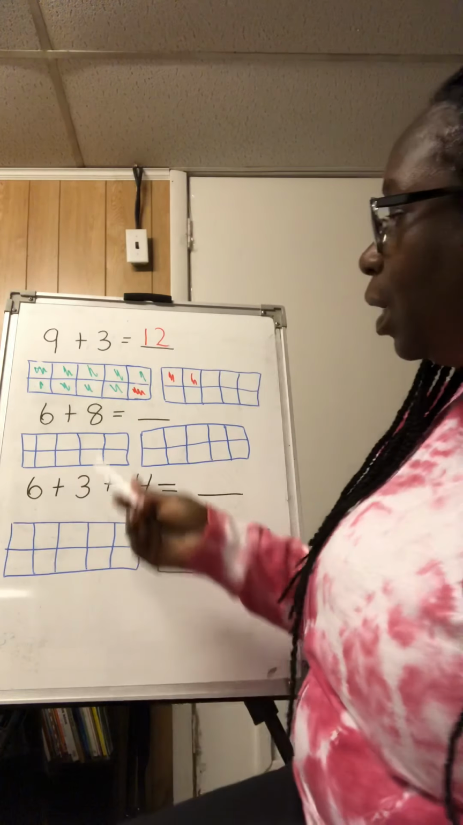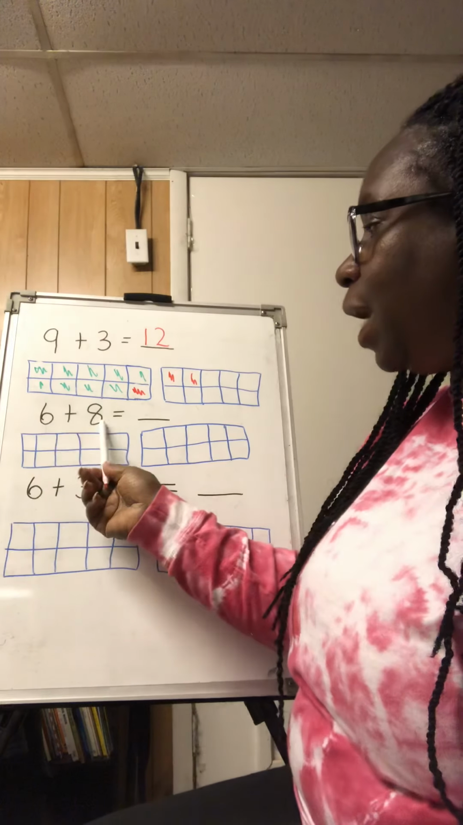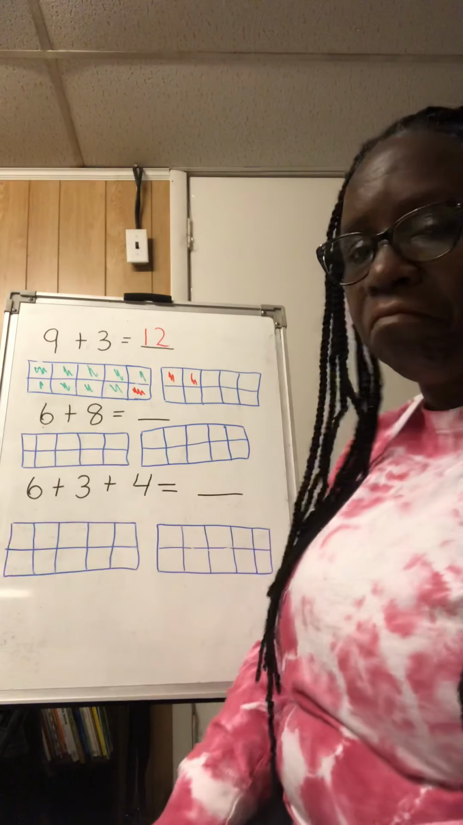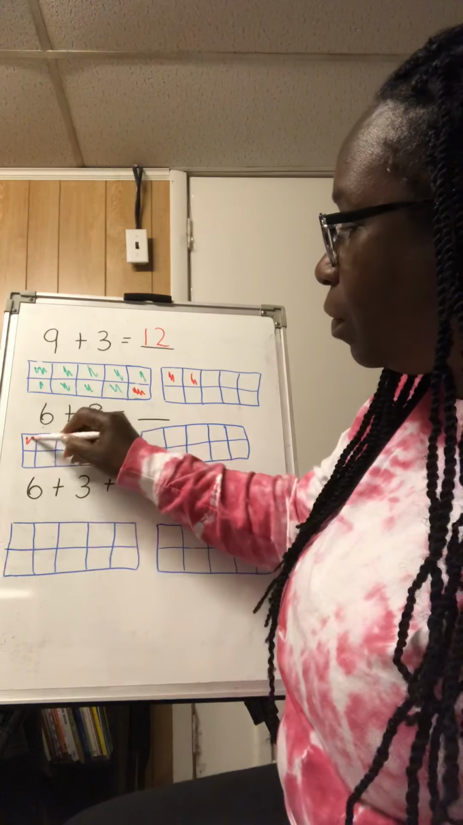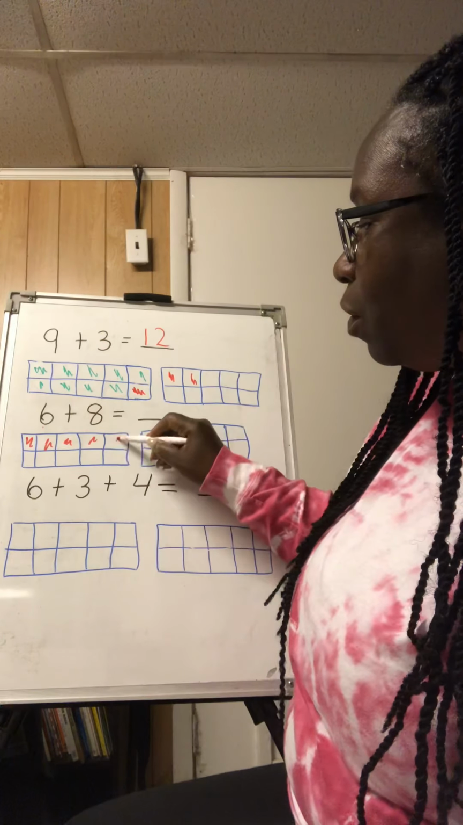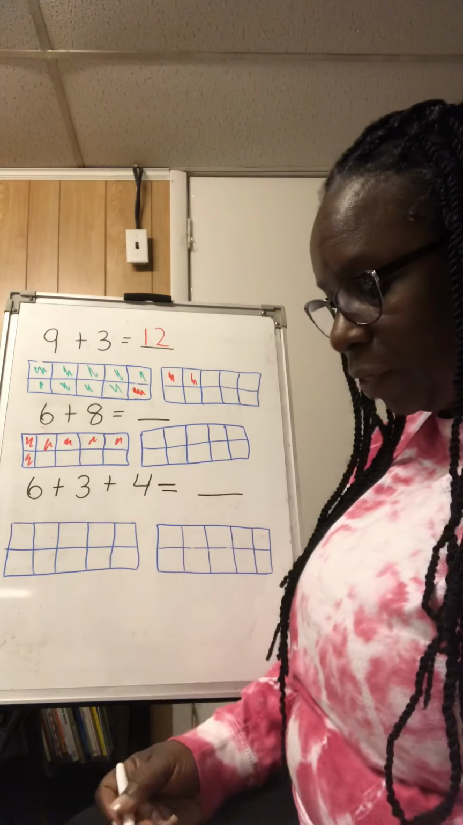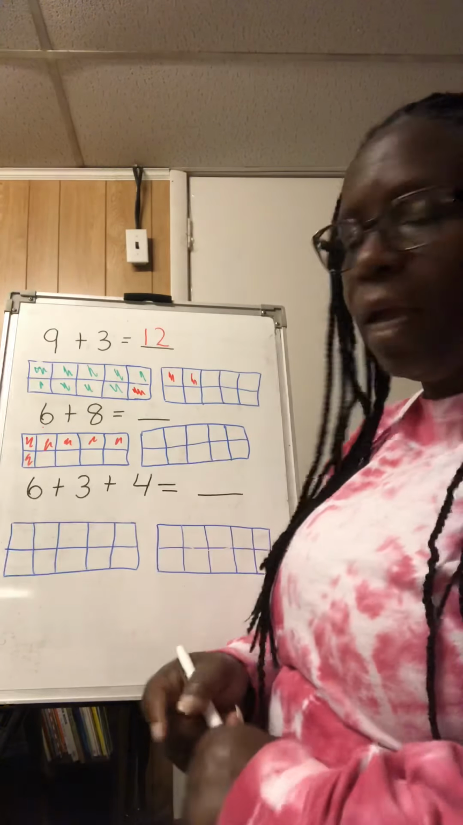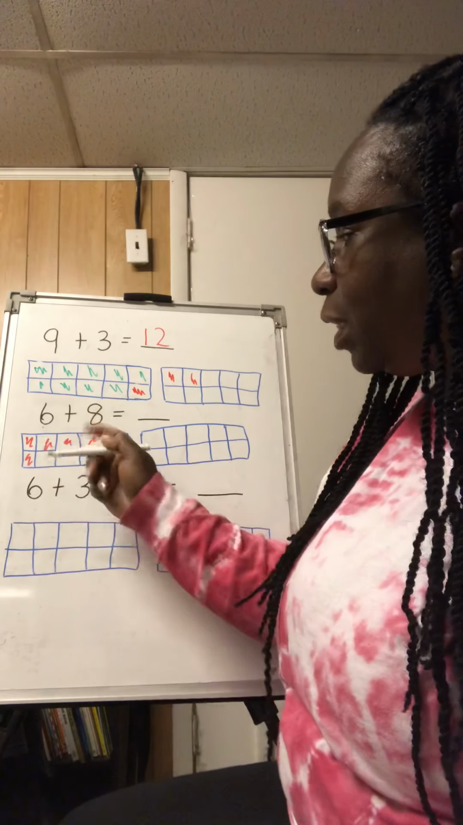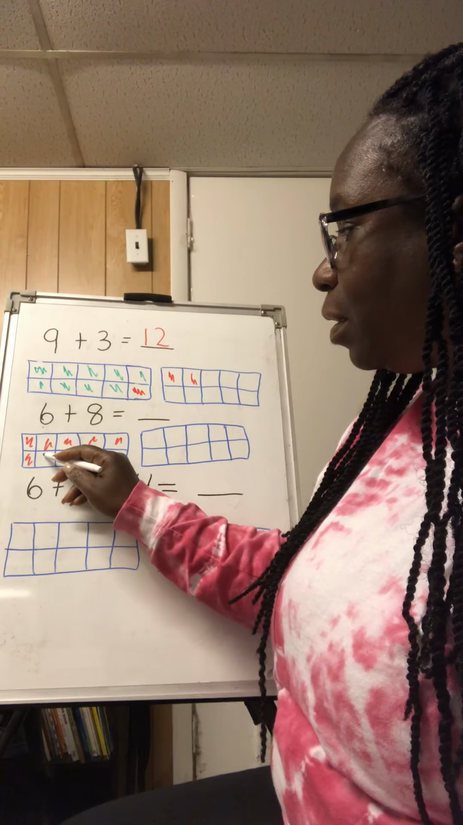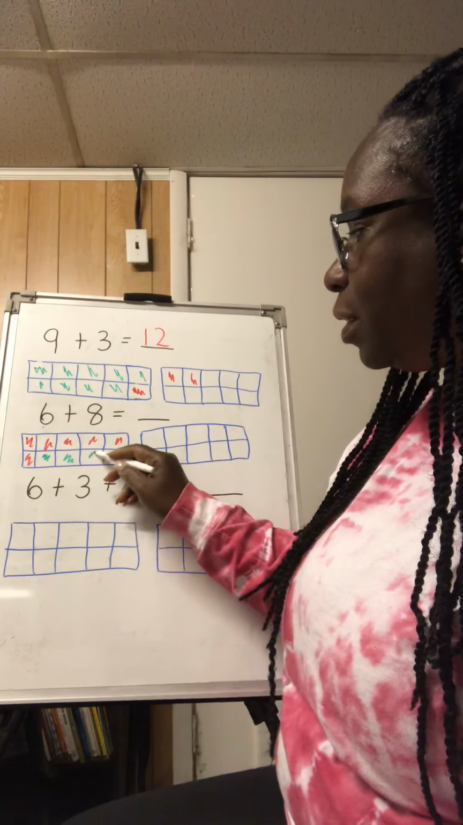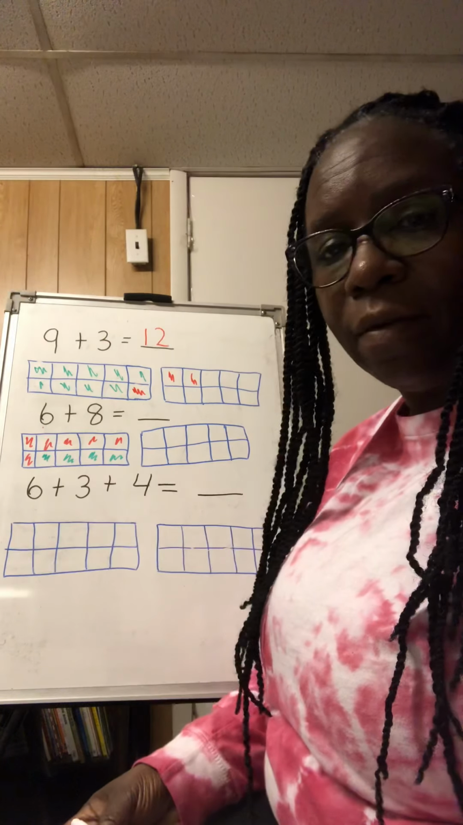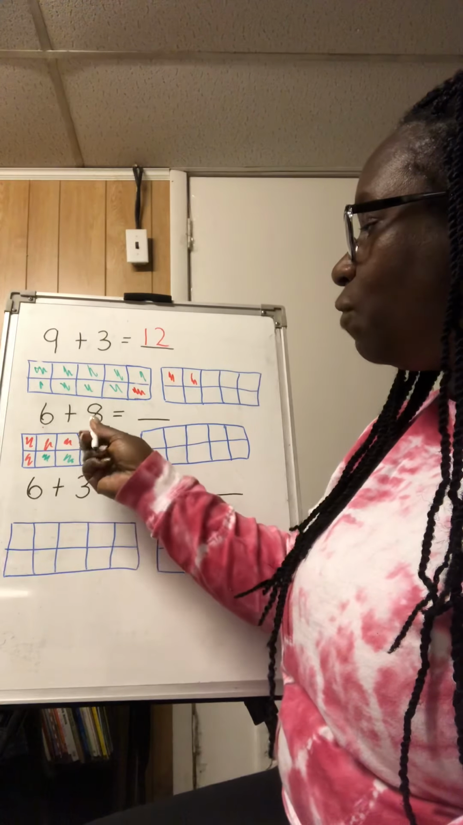Okay. On our next one, we have 6 plus 8 equals blank, okay? So we're going to do our first number. Let's do our 6. 1, 2, 3, 4, 5, 6. So we did our 6, okay? Now we're going to use some of our number 8 to finish filling in. So 6, 7, 8, 9, 10. So how many green marks do I have? That's right, 4, because I took 4 from that 8.